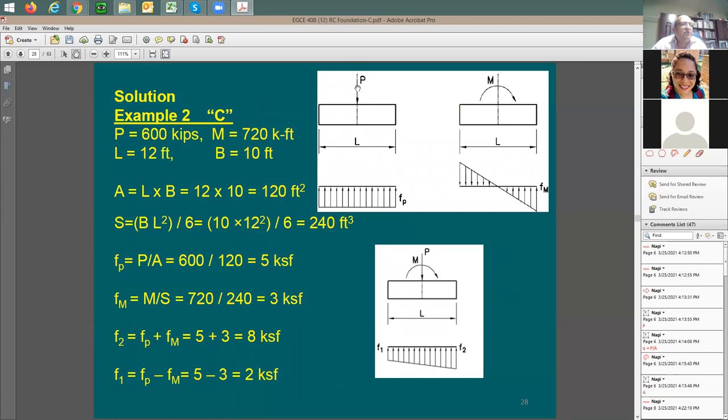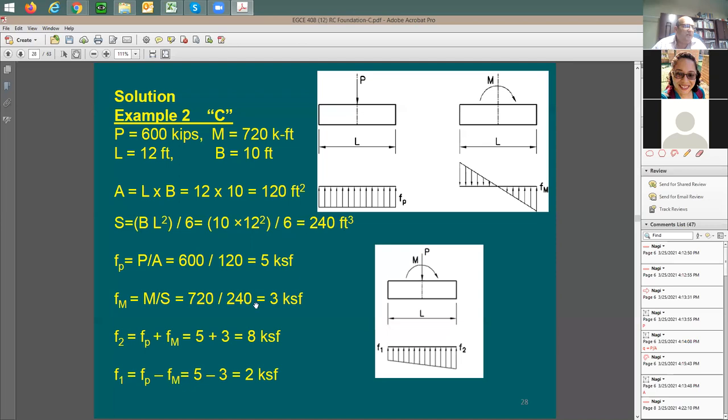Now let's see the stress due to just the axial load. I'm splitting the two sources, the two actions. F sub P is going to be equal to P divided by the contact area. It's going to be 600 kips divided by 120. I'm going to have 5 kip per square foot due to this vertical load. Due to moment, F sub M is going to be equal to the moment divided by the section modulus, M divided by S. This is very similar to the uncracked section. If you recall, we used these equations before in the past. So M over S is going to be 720 kip foot, and let's be careful here about units. This is kip foot, and this is going to be in feet cubed.